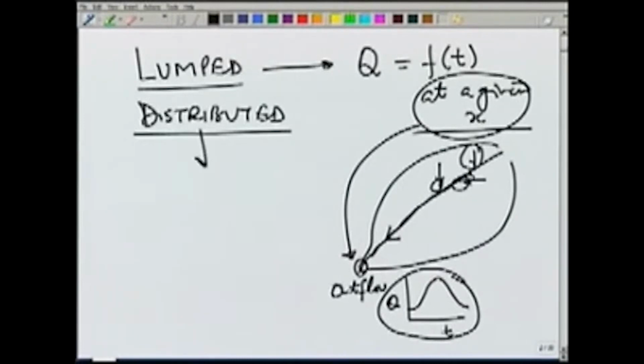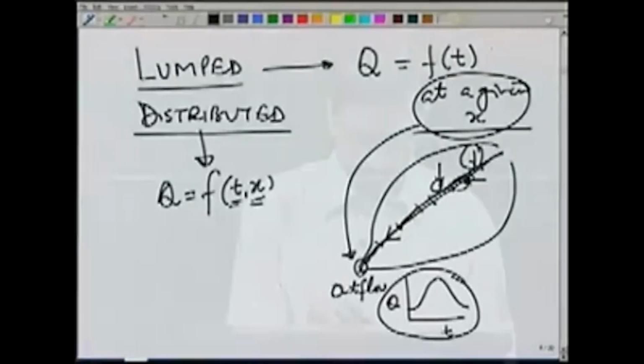In distributed, we find out Q as a function of x and t. So, at different times in a channel at different x values, what will be Q. So, for this entire channel we can say that at any time what will be the Q at different locations. So, lumped and distributed have the same purpose of routing the flood, but they use different philosophies.